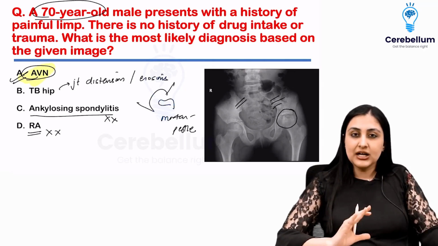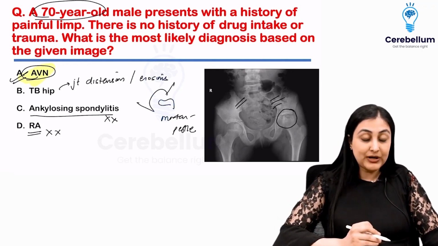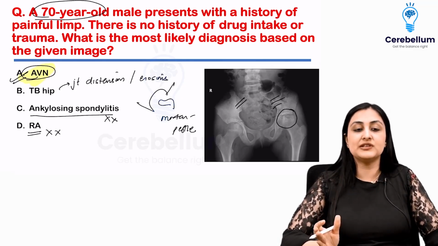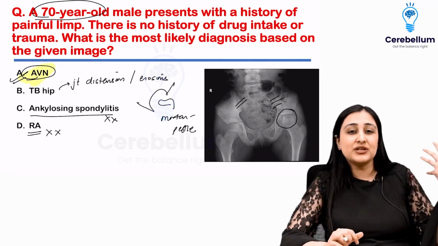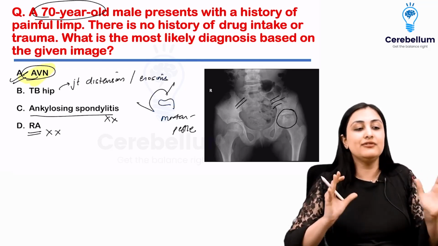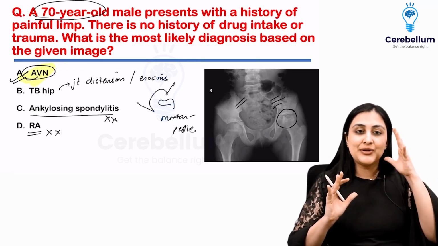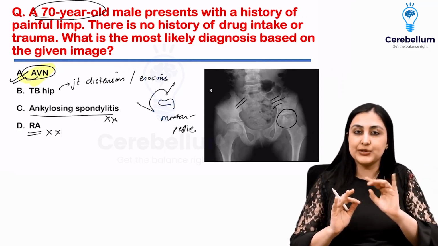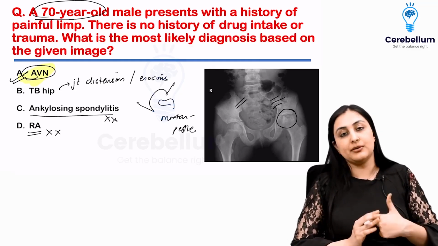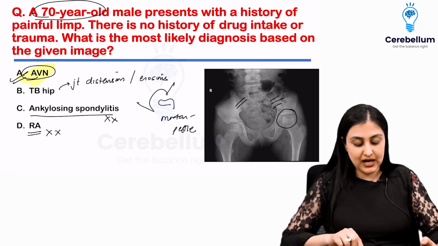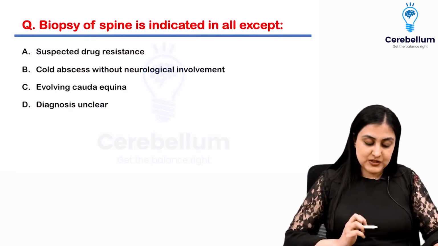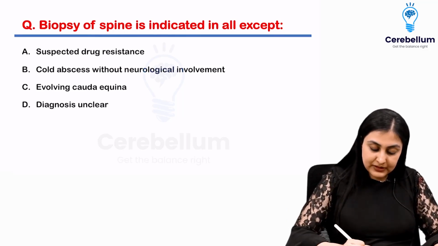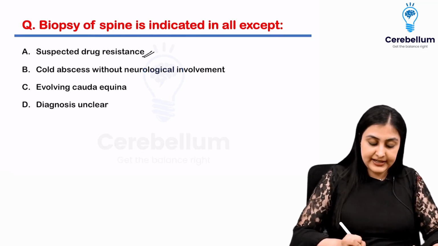So when you're stuck, just rule out options, get to a 50-50 odds and then go for the more common thing or go for the thing which is more likely based on the past. So you have to use everything that you have in order to answer the question. Try to recall any information that you have and be very smart about attempting the questions. Okay, so that is how you can crack the MCQs. Biopsy of the spine is indicated in all except suspected drug resistance is an indication.